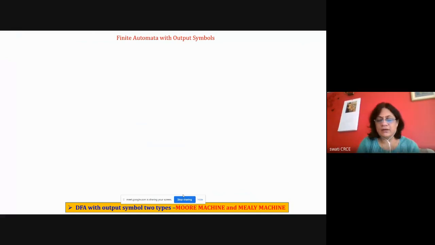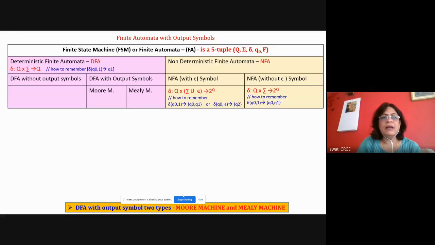We have learned about DFA and NFA. For DFA there are two types: DFA without output symbol and DFA with output symbol. DFA with output symbol generation has two types: Moore machine and Mealy machine. Both machines are the same, only the representation of the transition diagram is different. They are exactly the same.